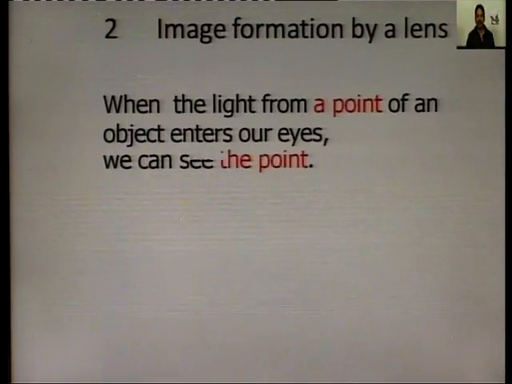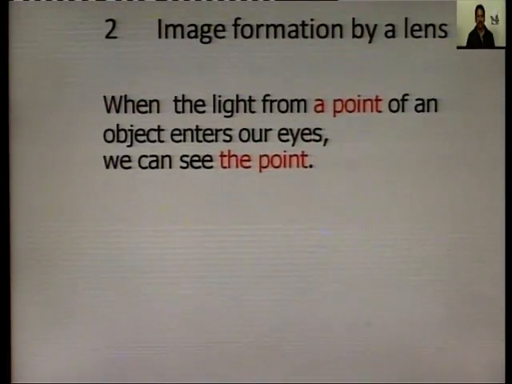Now, let us discuss image formation by a lens. First of all, when the light from a point of an object enters our eye, we can see the point. So, how are we seeing the objects? Because light after reflection from the objects enters our eyes.